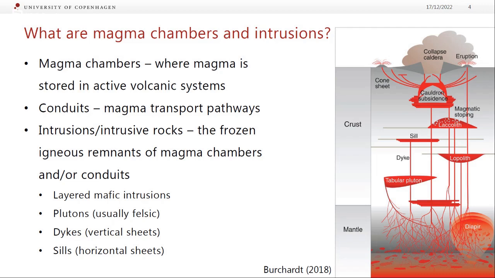Layered mafic intrusions, which is going to be the focus of this part of the lecture. Dikes, which I think you'll have encountered in first year. Again, those are the vertical sheets. And sills are more like horizontal sheets. In this image, you can see there's some other names. So there's laccoliths and lopoliths, depending on whether they bend upwards or downwards. But I'm not too fussed about those today. Plutons, we will come back to. They're overwhelmingly felsic, so we'll talk about plutons when we talk about granites.